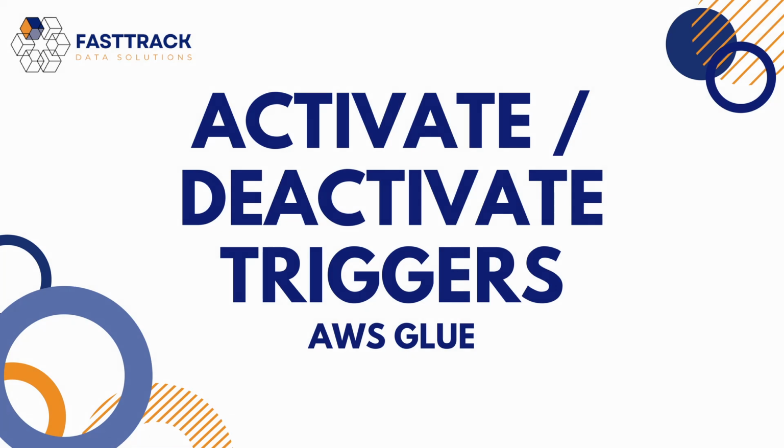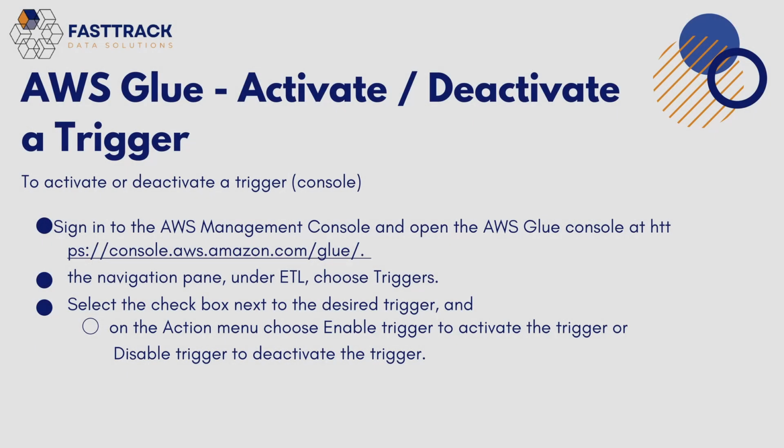Next is activating and deactivating triggers. Open the AWS Glue console and go to Triggers under ETL. Select the trigger you want to modify. From the Action menu, choose Enable Trigger to activate or Disable Trigger to deactivate.